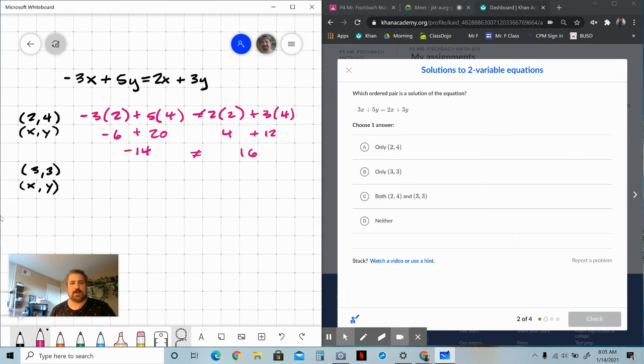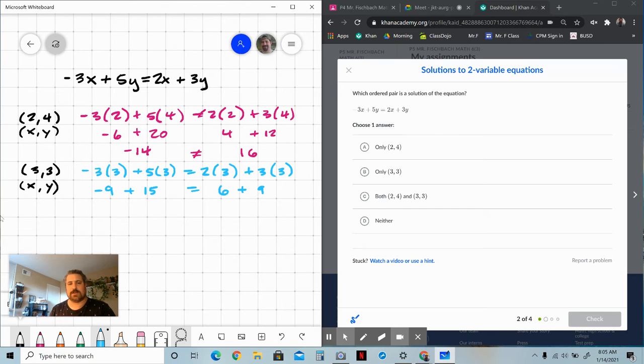Alright, so let's go to the next one. Okay, the next one is going to be 3, 3. Let's see if this one works. So negative 3 times the quantity of x, which is 3, plus 5 times the quantity of y, which is 3, equals 2 times the quantity of x, which is 3, plus 3 times the quantity of y, which is 3. Multiply before you add, so this will be negative 9 plus 15 is equal to 6 plus 9.